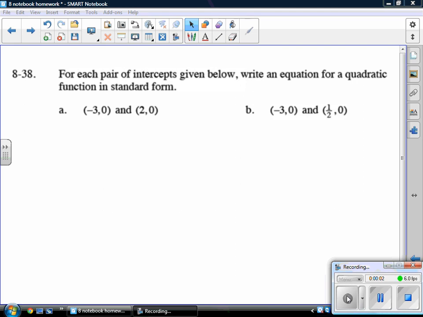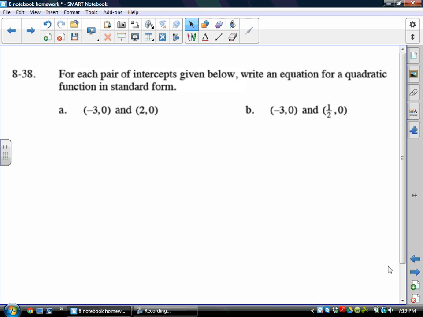This is problem 8-38 from section 8.1.2. For each pair of intercepts given below, write an equation for a quadratic function in standard form. So these are our x-intercepts, and we've been going from an equation to the x-intercepts, but what we need to do is we're going to do the opposite of what those say.